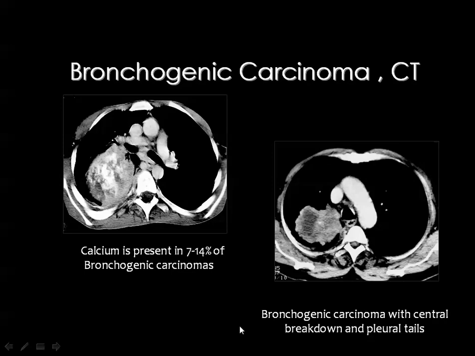Then if the mass contains calcium, calcium has no significance in the diagnosis of bronchogenic carcinoma. And you see here a mass in the lung containing calcium of an adult, diagnostic of bronchogenic carcinoma. Calcium is important in the nodules. Calcium in the nodule means a benign lesion. Calcium in the mass has no diagnostic significance. Then you see here a mass with areas of breakdown, flecks of calcium, and this is also a bronchogenic carcinoma.